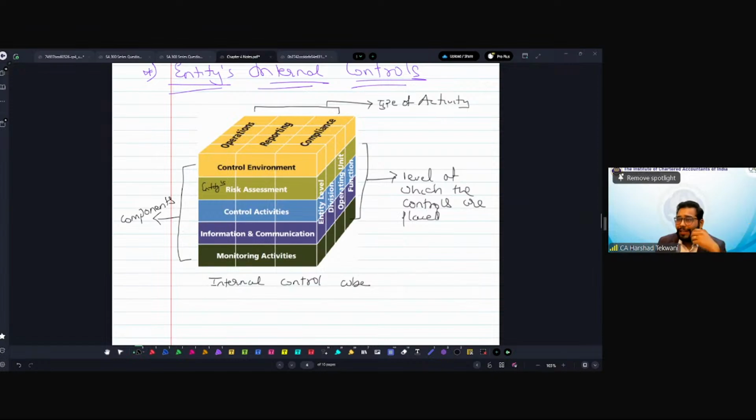What are control activities? Anyone? What are these control activities I'm talking about? In order to understand internal control, what do I need to understand with respect to control activities?